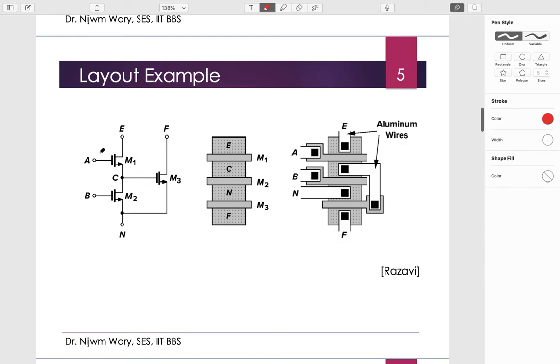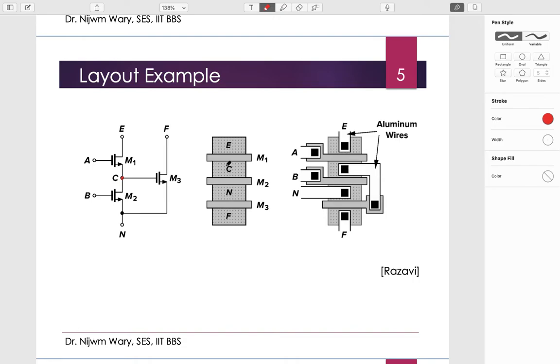So I have this transistor M1, this is transistor M2, and this is transistor M3. The gate of M1 is this A, the gate of M2 is B, and the gate of M3 is connected to this point C, and this C point is connected to the source of M1 and to the drain of M2. So we can lay out the MOSFETs something like this, right? This is my M1, this is M2, and this is M3.